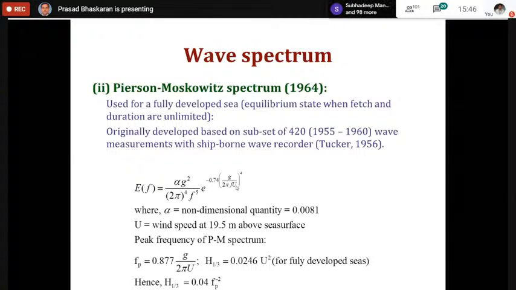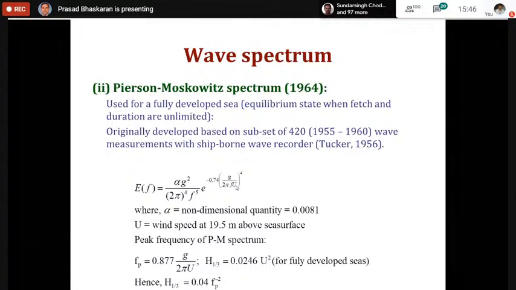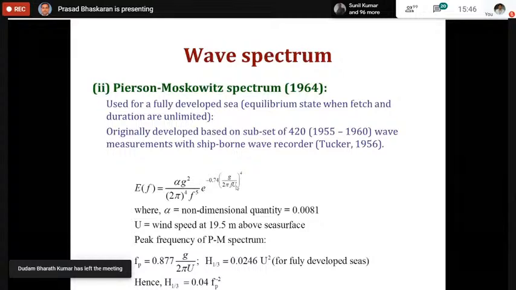Now what this spectrum basically explains is the energy level. It can give you the entire history of all types of waves that are present in a particular location. So the development of a spectrum forms a very, very important contribution in the subject of wave modeling. In 1964, this spectrum was very popular.